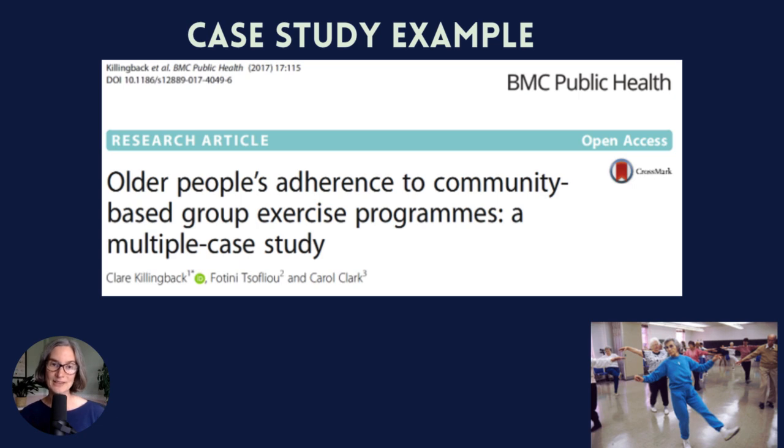So, example of a case study. I used a case study in my PhD research where I looked at three different exercise programs that were really successful in having older people come back to those programs week after week, year after year. So, I wanted to study successful programs that were helping people maintain that physically active lifestyle.